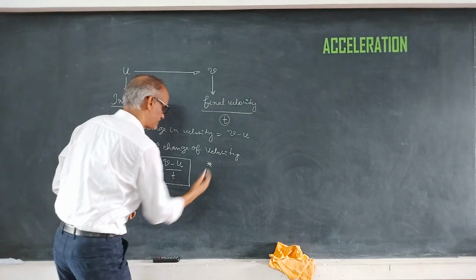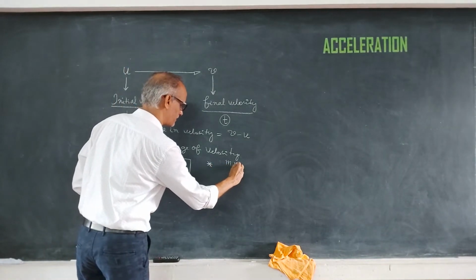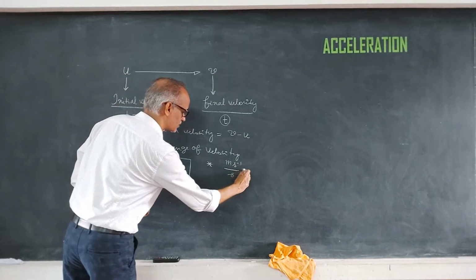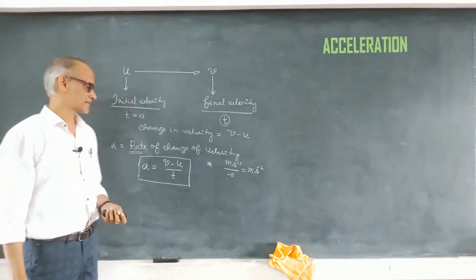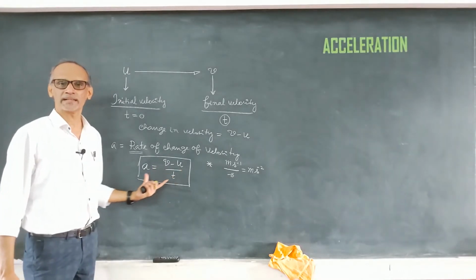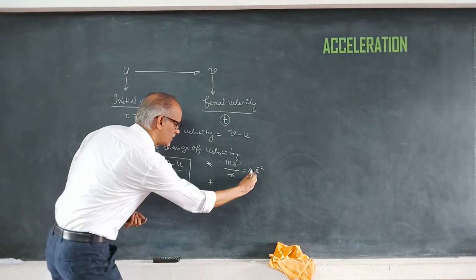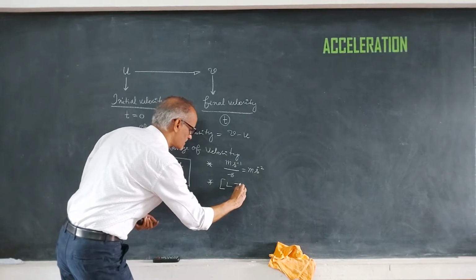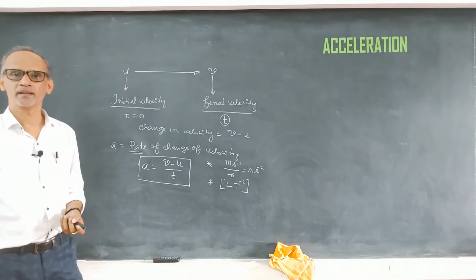What is the SI unit? Velocity is measured in meter per second in the numerator, correct? Divide by time again, another second. They don't cancel each other, correct? So, you will get meter per second square as the SI unit of acceleration. Velocity is a vector, so definitely acceleration is also a vector quantity. What is the dimensional formula? Meter, the symbol that we use is L. Second, the symbol that we use is T to the power minus 2. So, this is the dimensional formula of acceleration.